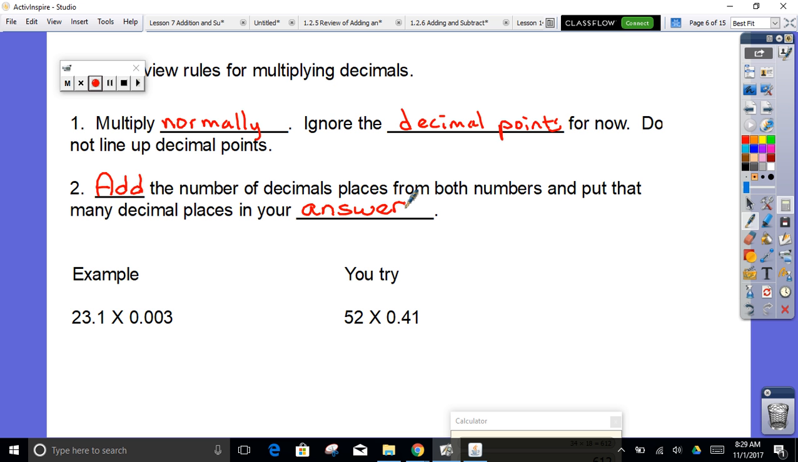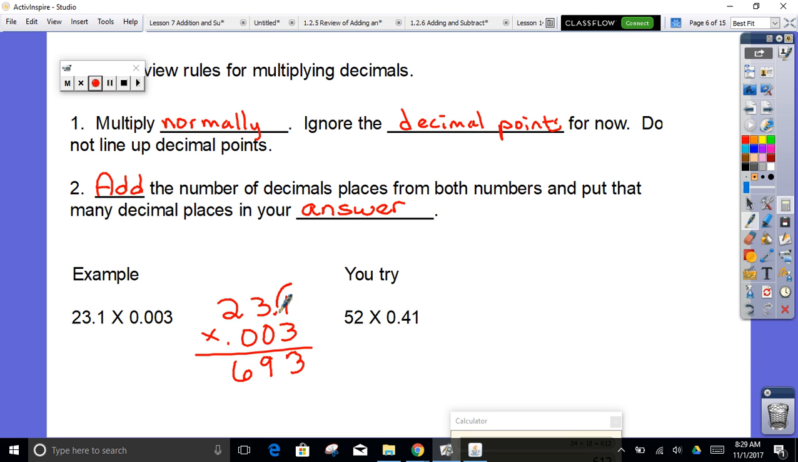So as an example, we have 23.1 times 0.003. I could actually write this number with no decimal places whatsoever. I could start with that. I'm not going to do that though. I like to see them in there, but I could do it without writing them in at all. It's a pretty easy thing because all I have to do is multiply the 3 times each place value in the 231. 3 times 1 is 3. 3 times 3 is 9. 3 times 2 is 6.